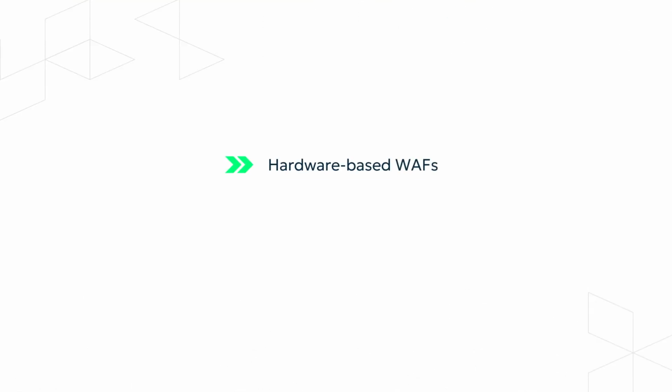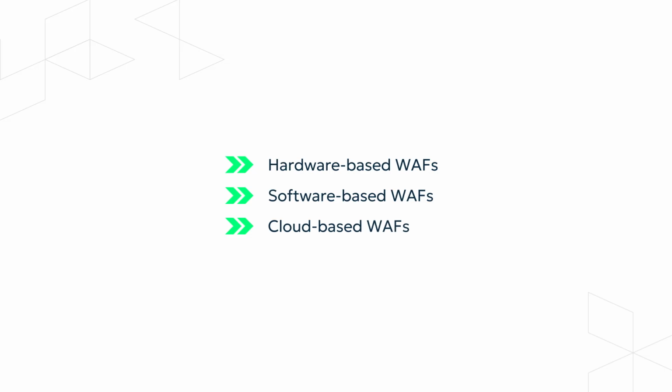WAFs come in three different forms. Hardware-based WAFs: physical hardware typically installed at a data center's perimeter. Software-based WAFs: applications deployed within an infrastructure. Cloud-based WAFs: security services provided and maintained by third-party vendors. The right WAF for your organization will depend on its security needs, size, and infrastructure.